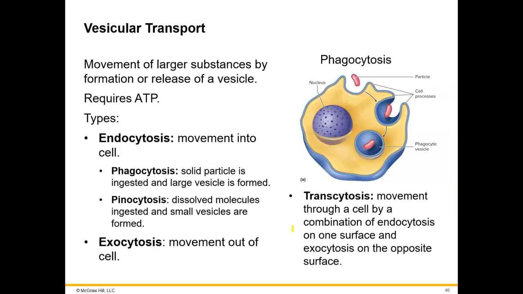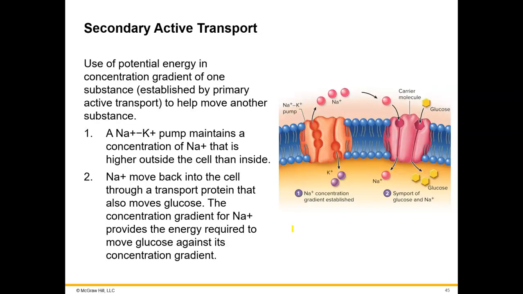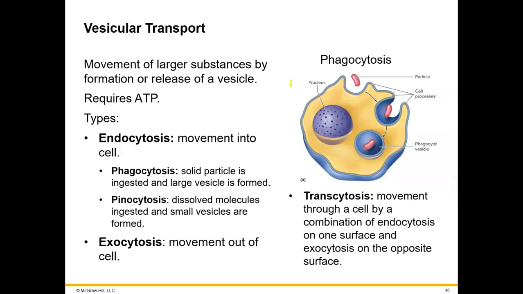And I'm going to skip secondary active transport, but it uses the energy, the concentration gradients created by primary active transport to generate the energy to do more active transport. And it's actually really interesting, but this chapter is very long. If you haven't noticed, it's got a lot of material in it, so we really can't cover everything without it taking forever and ever and ever.